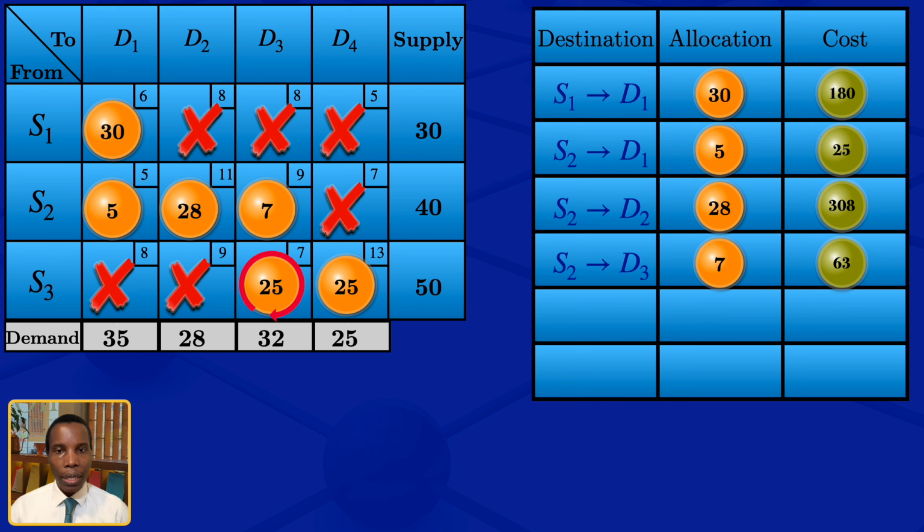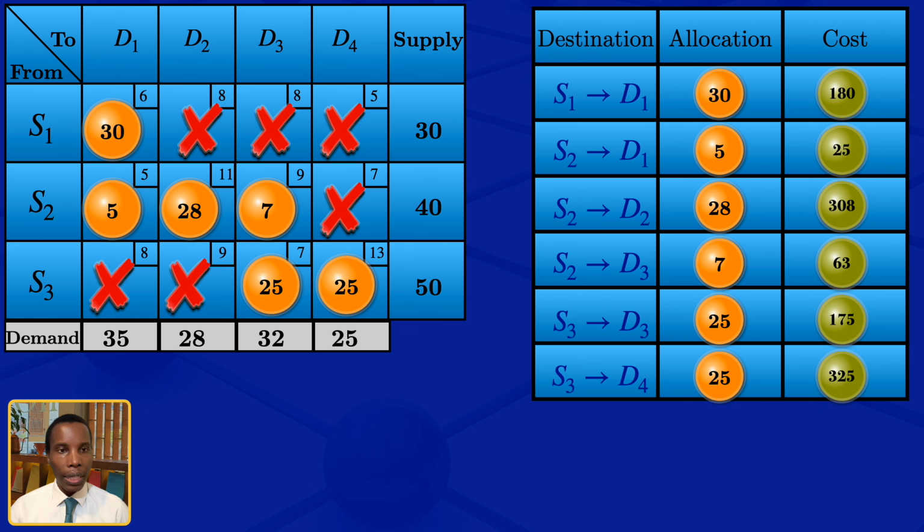Then go on and look at this part here. We are looking at S3 to D3. We are allocating 25 units. 25 units at a unit cost of 7. So the cost there will be 25 times 7, which gives us 175. And then lastly, we look at this one here. We are looking at S3 to destination 4. We are allocating 25 units. 25 units at a unit cost of 13. So the cost will be 25 times 13, which gives us a 325.